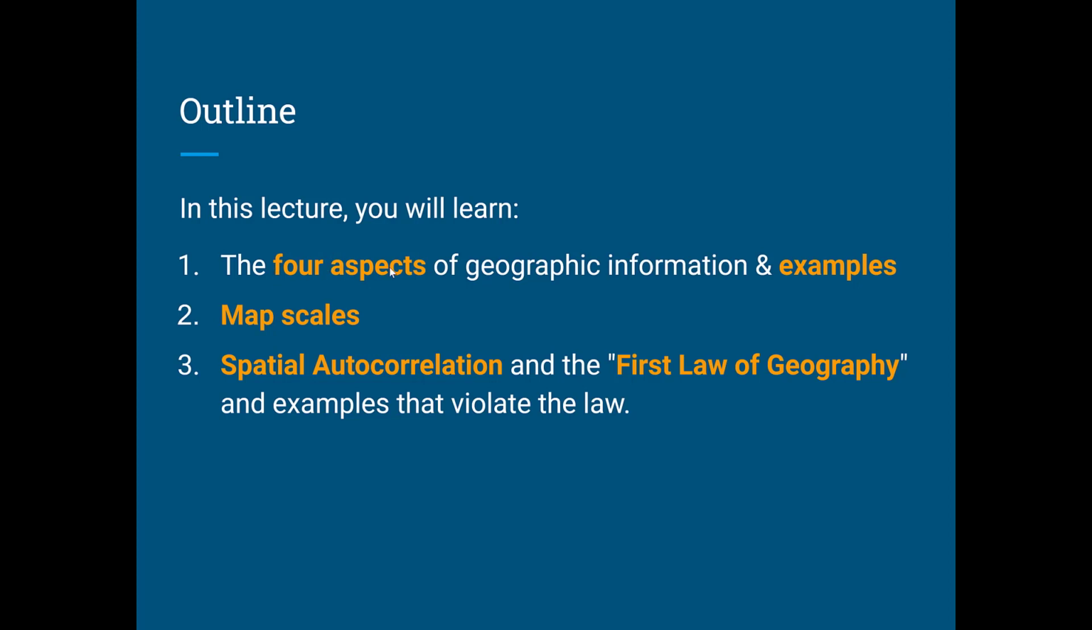The first one is the 4 aspects of geographic information and the examples. Number 2, very important in GIS, we are going to learn how to define map scales and how to do the calculation. What is a large scale map and what is a small scale map, and what's the difference. Number 3 is spatial autocorrelation and the first law of geography. Okay, let's get started.